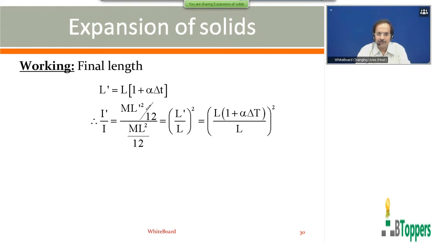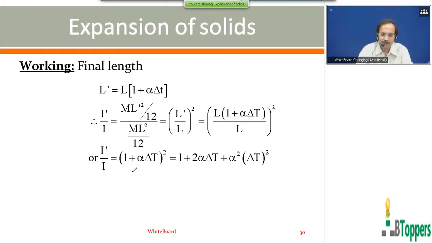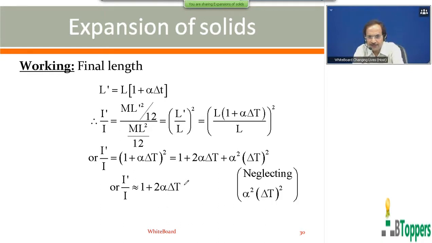So L dash by L whole square. You can substitute L dash equal to L into 1 plus alpha delta T. So we get I dash by I equal to 1 plus alpha delta T whole square. So you can write 1 plus 2 alpha delta T plus alpha square delta T square. So you can write I dash by I nearly equal to 1 plus 2 alpha into delta T, neglecting alpha square into delta T whole square. So those who are writing the notes, please take a pause and finish writing the notes up to here.